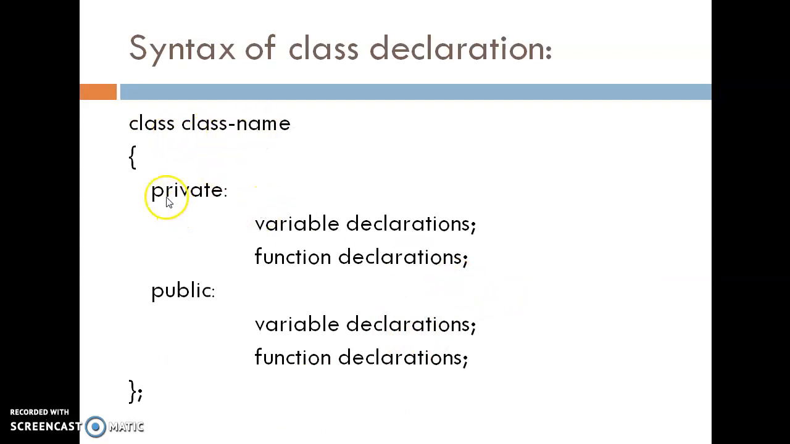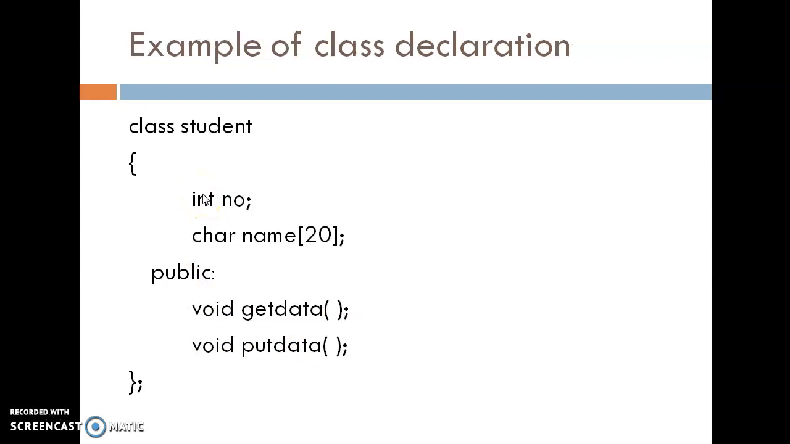The syntax for the class: class, then the class name. These are the specifiers. Private: variable declaration and function declaration. Public: public variable declaration and function declaration. And by default, if there is no specifier, then it will be private. For example, there is a class student.